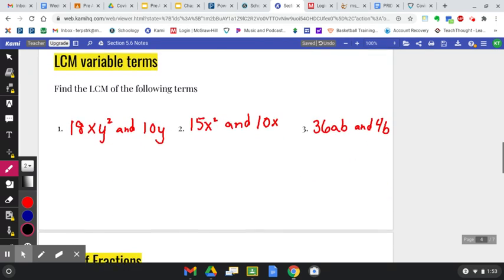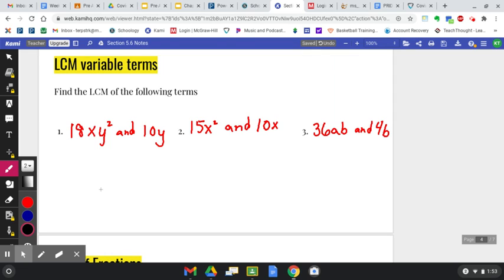Now, when variables are involved, okay, let's look at them. And I know we could list the number part, but what I'm going to do is break this down in prime factorization. So I know 18 is 2 times 9. And then 9 would be 3 times 3. We then have x, and then we have y times y. For 10, we have 2 times 5, and then we just have y.